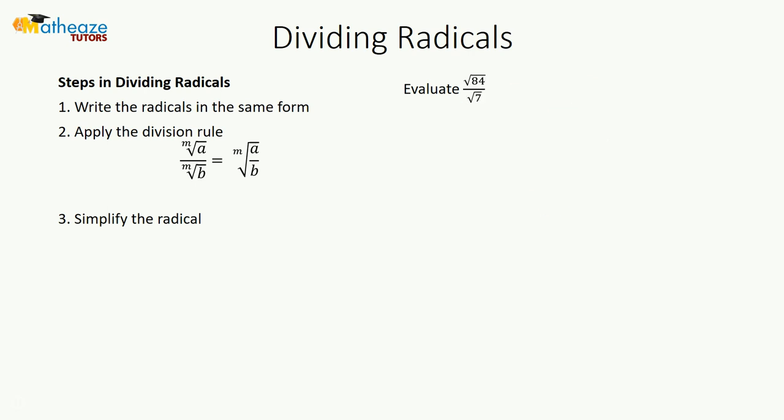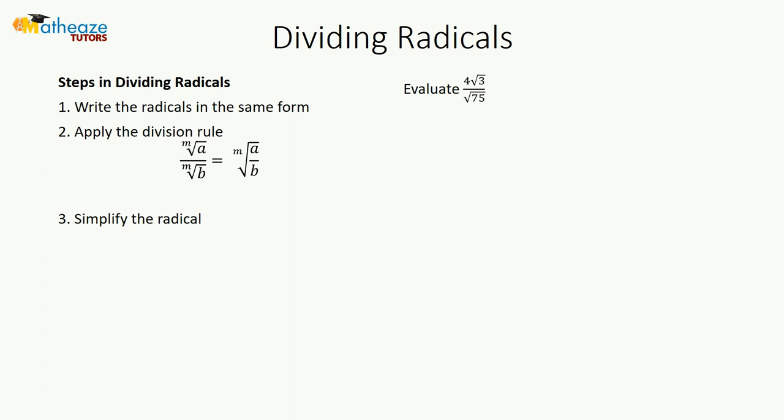Square root of 84 divided by square root of 7. So it's the same as the square root of 84 divided by 7, which is the square root of 12. So for 12, we have 2 and 6, and for 6 we have 2 and 3. So this is going to give us 2 square root of 3.